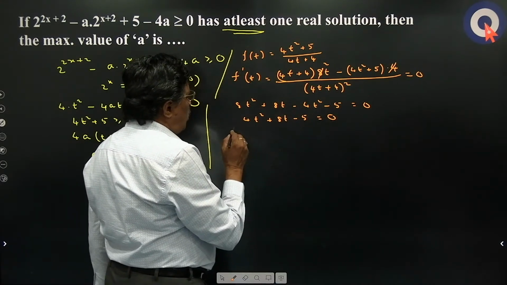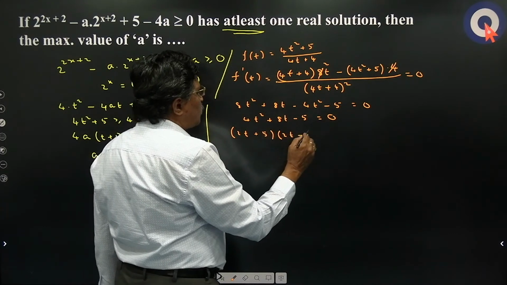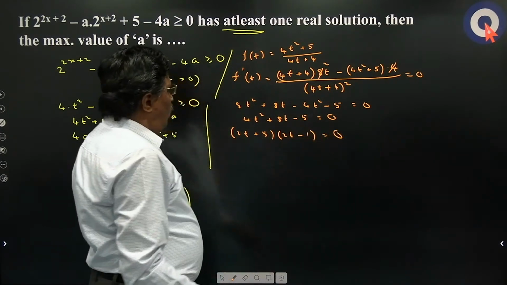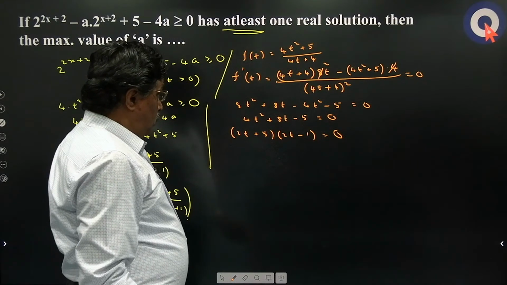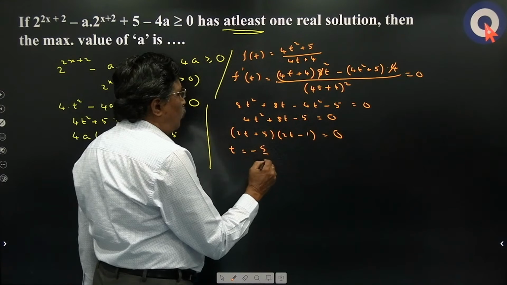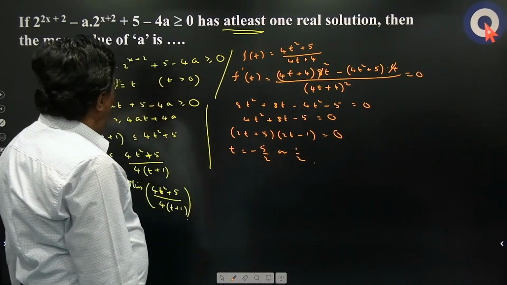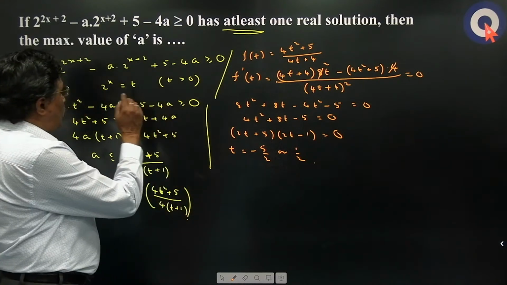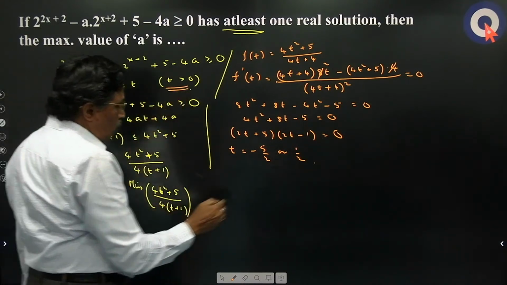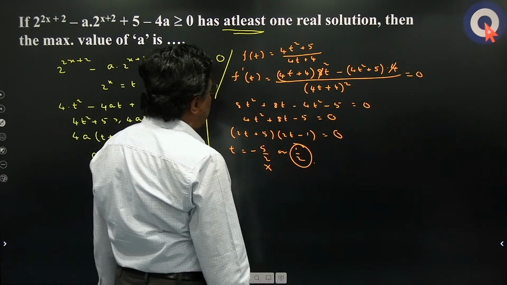So (2t + 5)(2t − 1) = 0, right? So t is equal to −5/2 or 1/2. These are the two values, right? But t cannot be negative because we said t is greater than or equal to 0. So this is an extraneous value. So t = 1/2 is the only value.